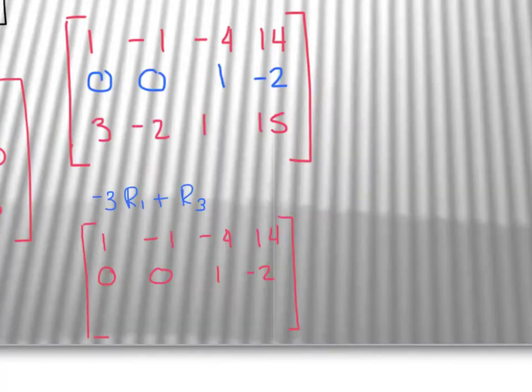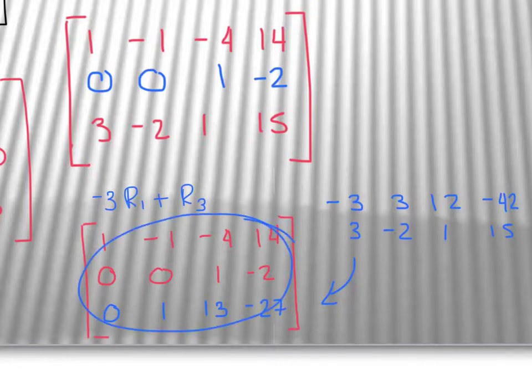Alright, so when we multiply row 1 by negative 3, we end up with negative 3, 3, 12, and negative 42. And we're going to add that to row 3, which is 3, negative 2, 1, 15. Let's go ahead and add them and put them in this row. So we're going to end up with 0, 1, 13, and negative 27. Okay. And we're almost at row echelon form here. If these two rows, if we flip them, then we fit the diagonal of 1s and the 0 pattern that we need. So I'm going to go ahead and do that.